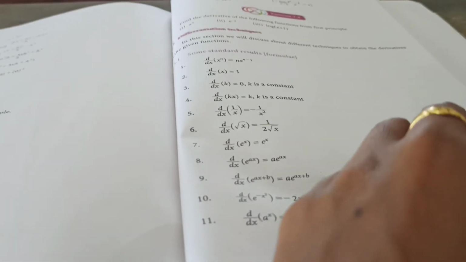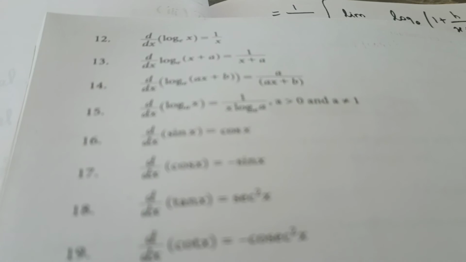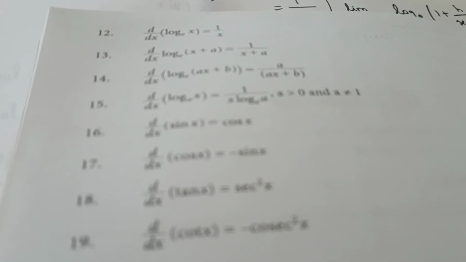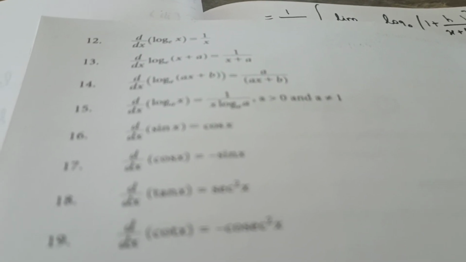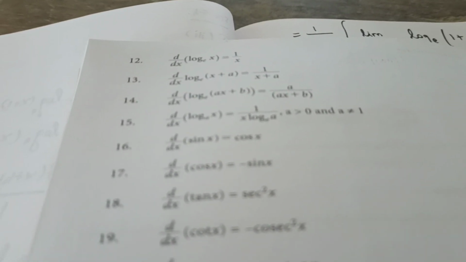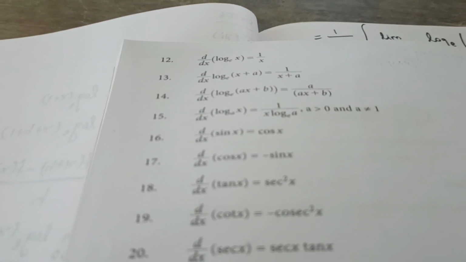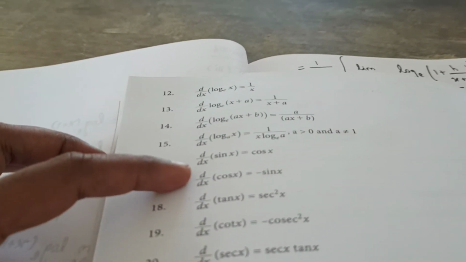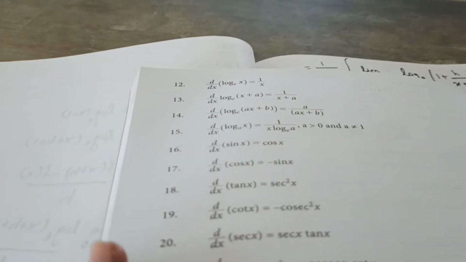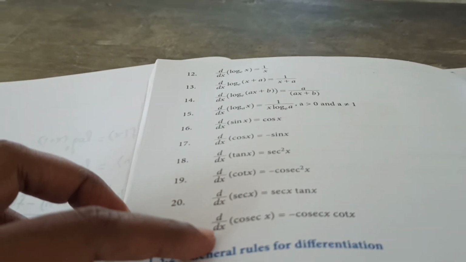The next one, a power x means a power x log base e. Next one is d by dx of log e x equal to 1 by x. Then log of x plus a means 1 by x plus a. The next one, log of ax plus b to the base e equal to a by ax plus b. Then log base a of x is equal to 1 by x into log of the base. Sin x means cos x; cos x means minus sin x. Tan x means secant square x. Cot x means minus cosecant square x. Secant x means secant x into tan x. Cosecant x means minus cosecant x into cot x.